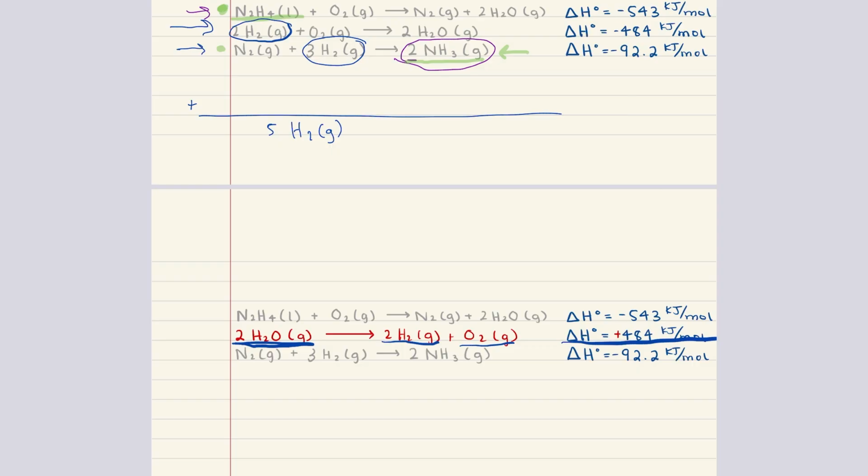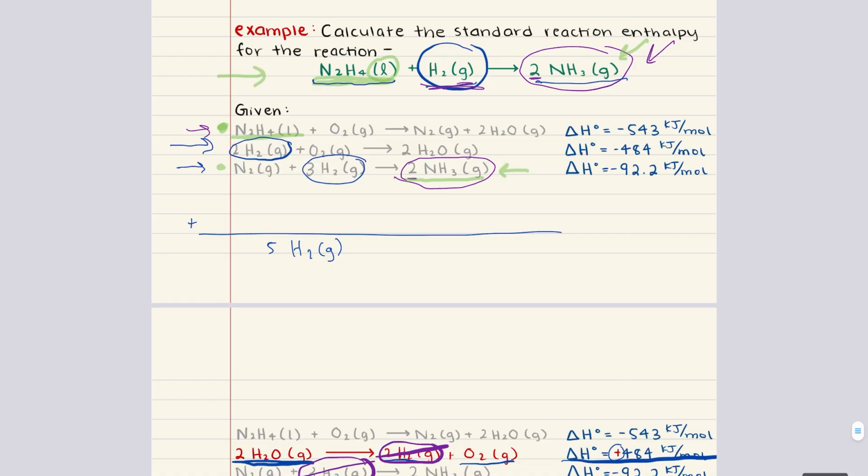So it's no longer negative 484 kilojoules per mole. It's now positive 484 kilojoules per mole. By doing this, I've accomplished a few things. The first thing is that we have 2 moles of hydrogen gas on the product side and 3 moles of hydrogen gas on the reactant side. And what happens when we sum this up is that they're going to cancel out. 2 moles are going to cancel out on both sides, and we will be left with just 1 mole of hydrogen gas on the reactant side, which is exactly what we want.